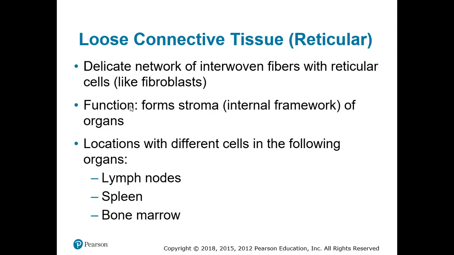Then you have your last loose connective tissue we're going to talk about, which is reticular. This description is a delicate network of fibers. It has a lot of reticular fibers in it and fibroblasts. It functions by forming the internal framework, also known as stroma, of a lot of organs. These organs, along with other cells, include lymph nodes, the spleen, and bone marrow.